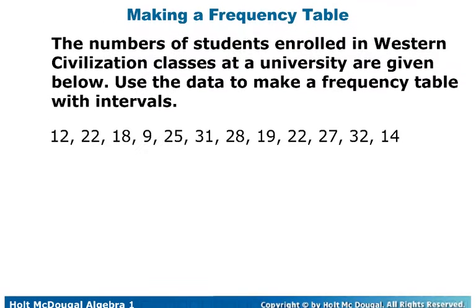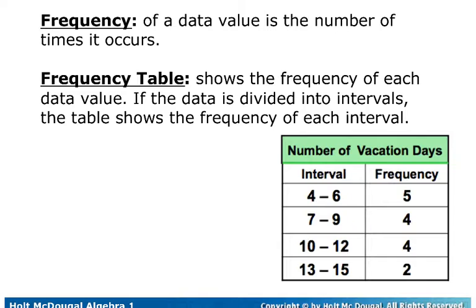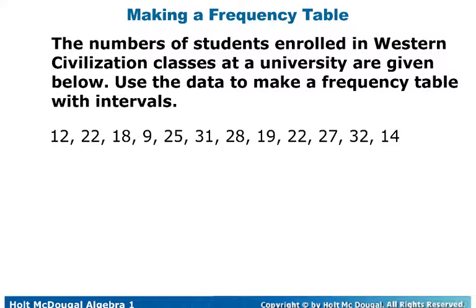So we're going to make a frequency table. So again, it's going to look like this. It does tell us that we are going to have intervals, but we're talking about the numbers of students enrolled in Western Civilization class at a university, and we need to use the data to make a frequency table. It doesn't necessarily say what our frequency is going to be broken down into, so based on what I see, we may as well do 0 to 10. Well, actually, it's usually whole numbers that end or start, so 0 to 9, 10 to 19, 20 to 29, and 30 to 39.